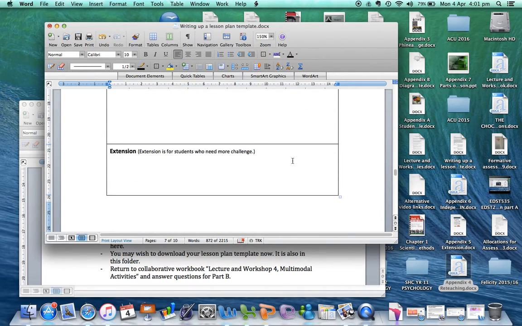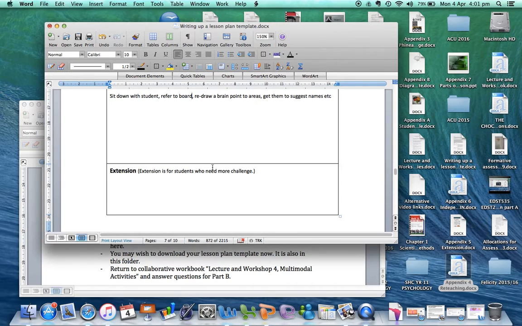For extension, of course, I'd be doing the same thing. Sit down with student B, congratulate them on the exceptional work that they've done, and ask them a few more challenging questions. I might ask them what might happen if the left area of the temporal lobe was damaged, particularly above the ear, and that sort of thing, get a bit more specific.